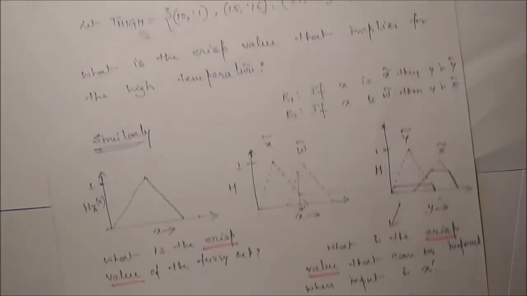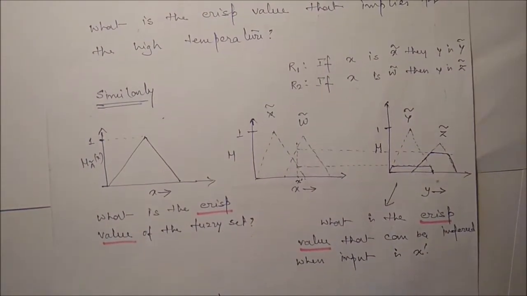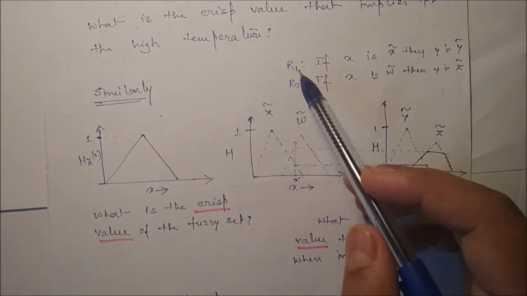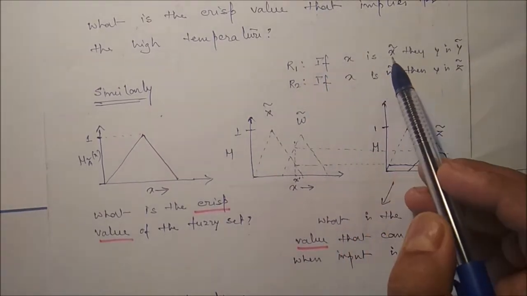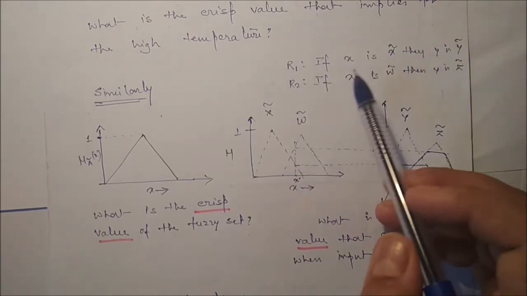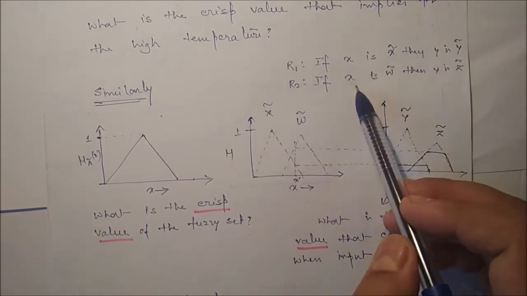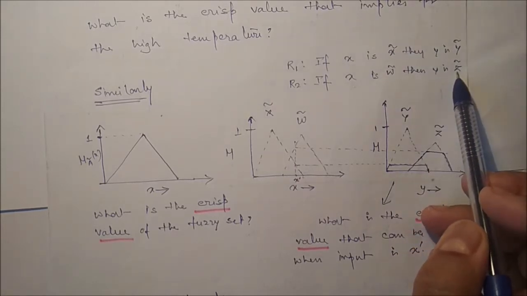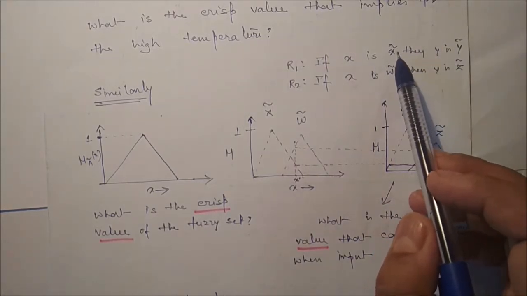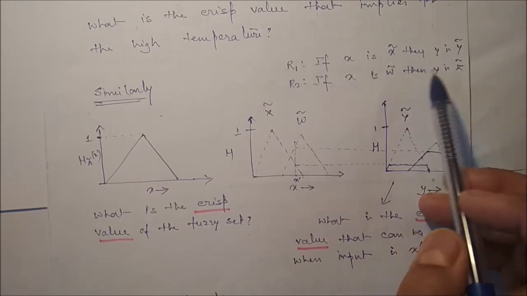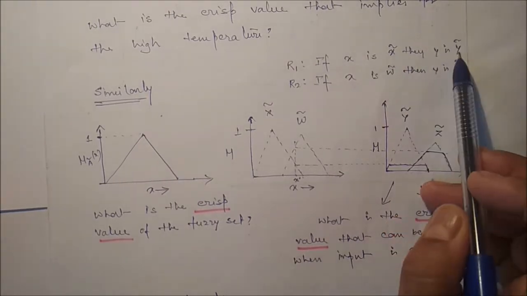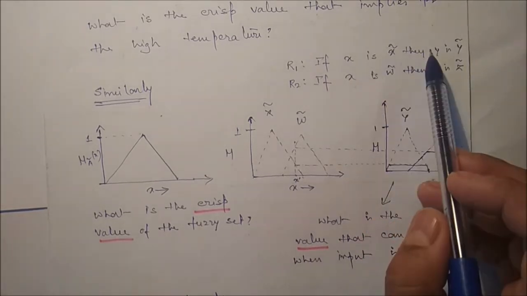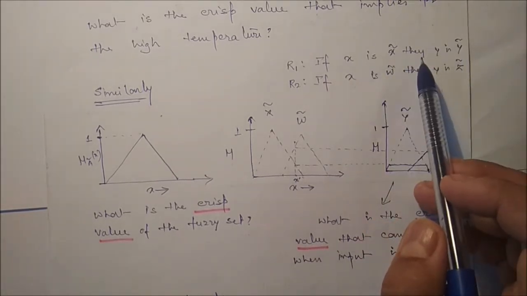So how can you get this? Let's just see one simple example. Say we have two fuzzy rules. Rule 1: if x is capital X, then y is capital Y. Similarly, rule 2: if small x is capital W, then small y is capital Z. So here capital X, capital Y, capital W, capital Z are fuzzy sets. Small x and small y are called the generic variables.